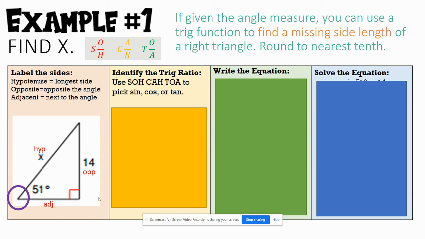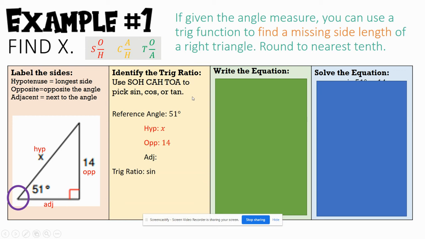Now, we've got to figure out what trig ratio we're going to use in our equation. So should we use sine, cosine, or tangent? Take a closer look at what you labeled. What side length had the x? What side length had the number? So hypotenuse and opposite. What trig ratio uses the opposite side and the hypotenuse? If you said sine, you are correct.